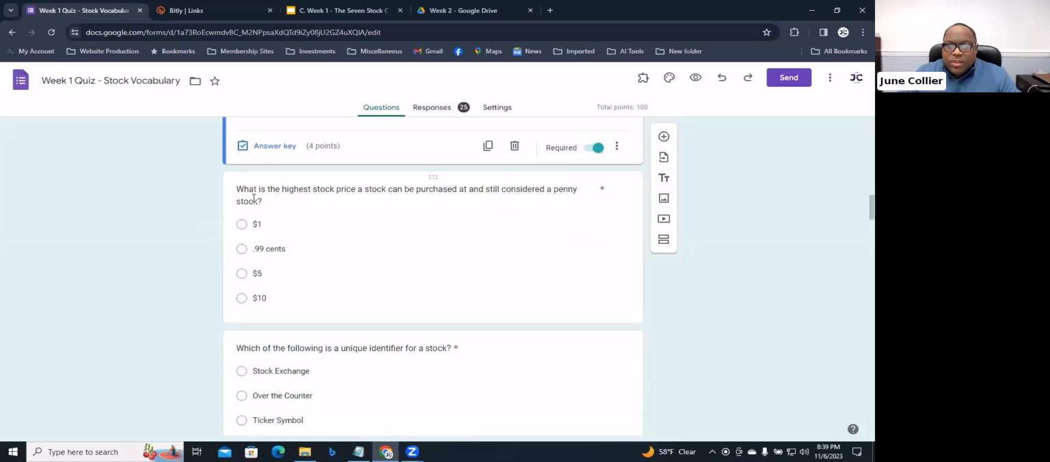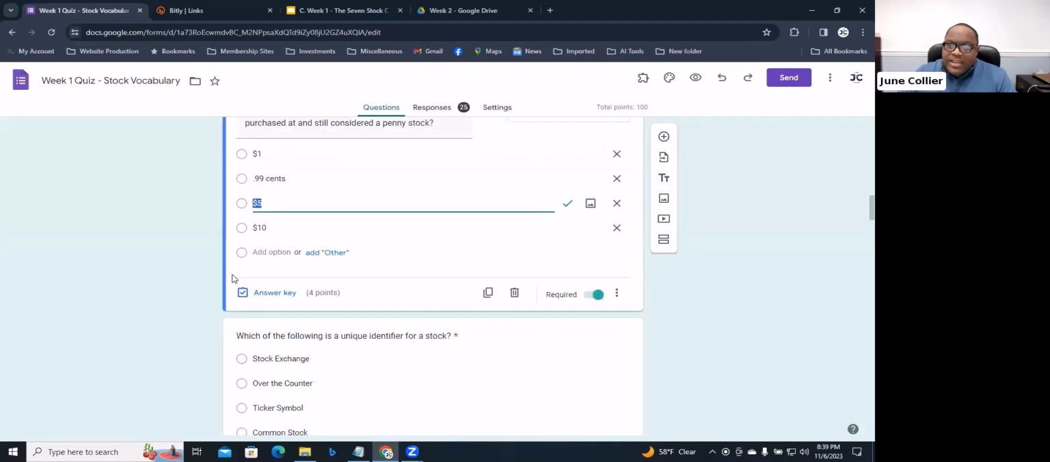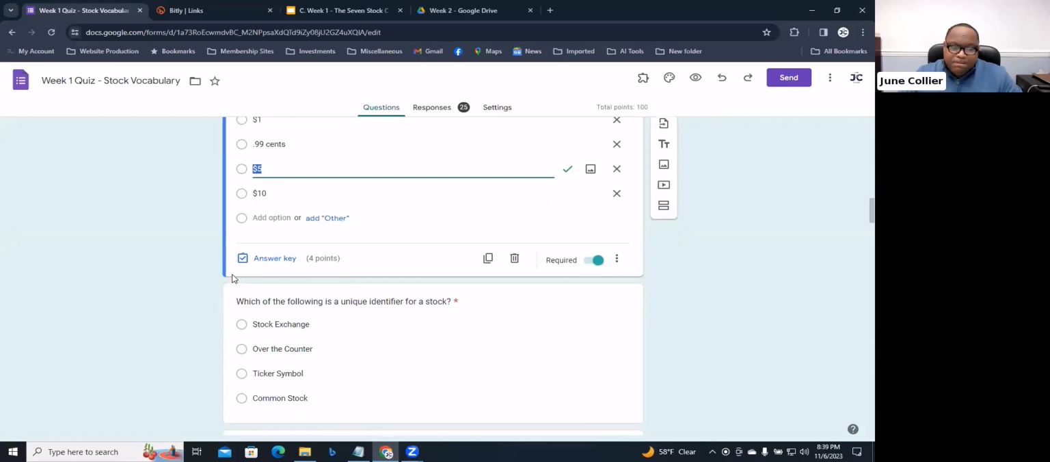Next question. What's the highest stock price a stock can be purchased at and still considered a penny stock? What's the highest amount that you can spend on a stock and it still be considered a penny stock? The answer is $5. So anything that's $5 or below is considered a penny stock.